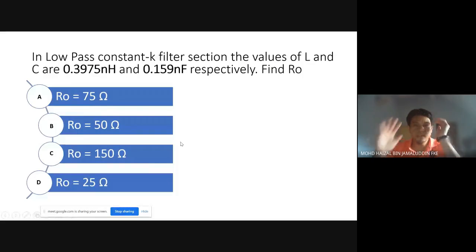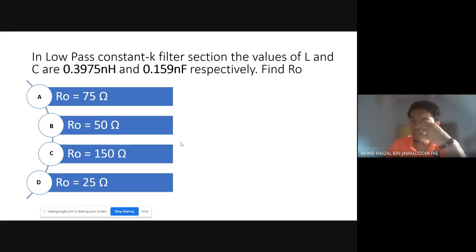Okay, so this is some exercise during class. I took these in order, maybe some basic questions. The first question, for example: in a low pass constant K filter section, the values of L and C are given as 0.3975 nanohenry and 0.159 nanofarad respectively. Find R0 for the low pass filter K section.